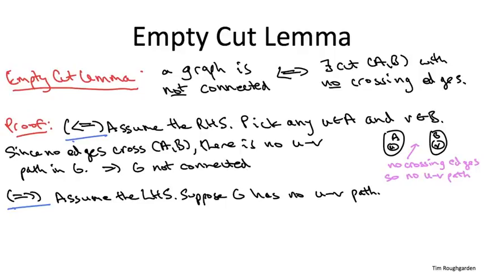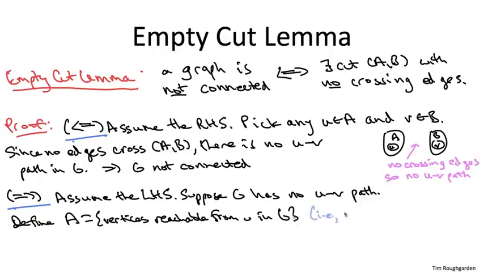Well, here's the trick, which is going to make the proof go really nicely. We define the set of vertices capital A to be those reachable from U in the graph G. Another way to think about this is that capital A is simply U's connected component in the sense that we discussed in part 1 of the course.